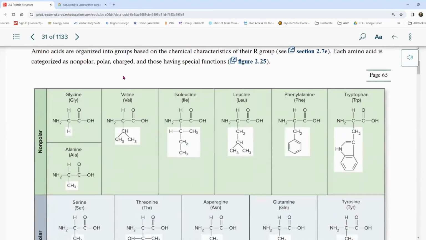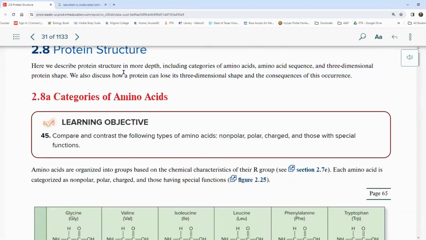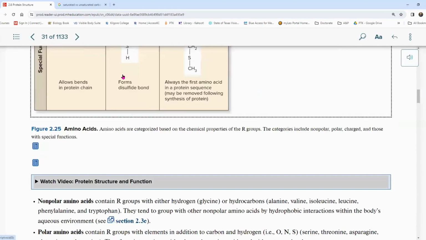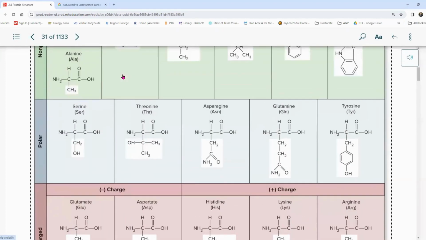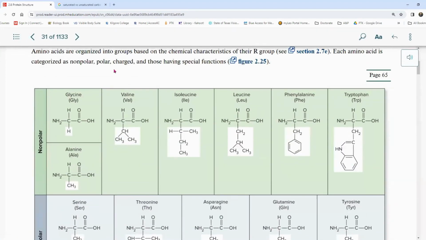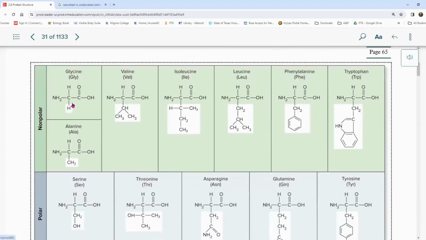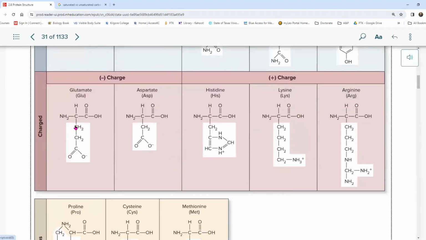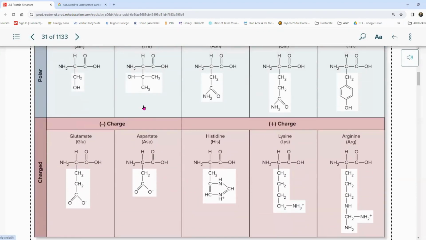So when it comes to protein structure, they are made out of different amino acids. Here you see some of them. It breaks them down into nonpolar, polar, and then charged. Like histidine, that is a big component of histamine. So it comes from this amino acid.